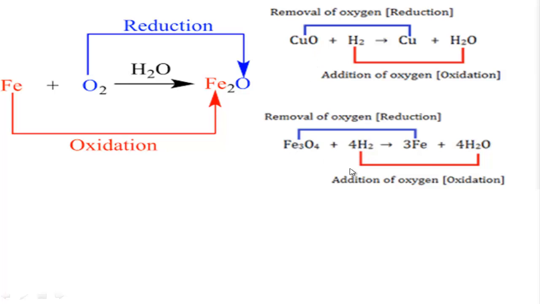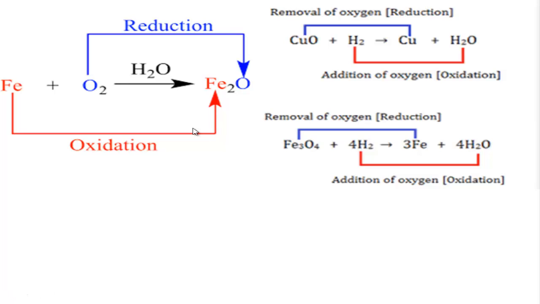Here also hydrogen is converted into water, adding oxygen, so this is the oxidation part. Phosphoric oxide is the oxidizing agent, and here iron is produced with the removal of oxygen, so this is the reduction part, and hydrogen is the reducing agent. In this way we can easily identify oxidation and reduction reactions, and also easily find out the oxidizing agent and reducing agent from a reaction.